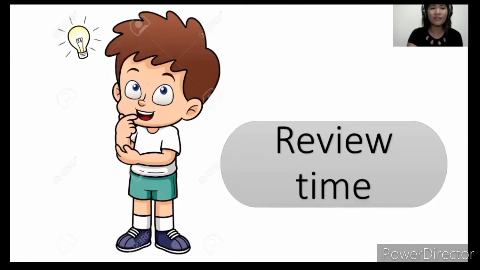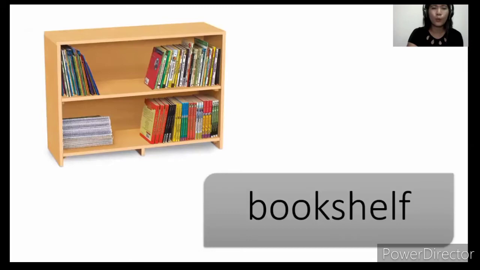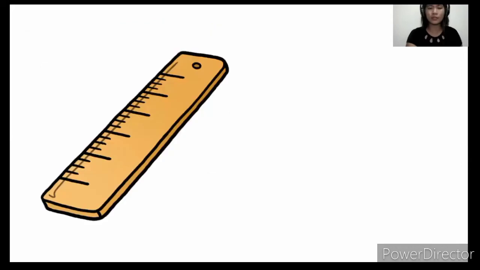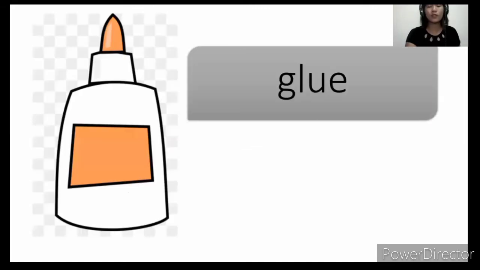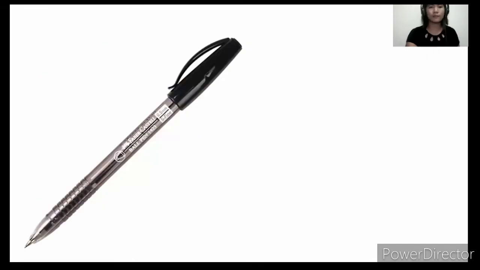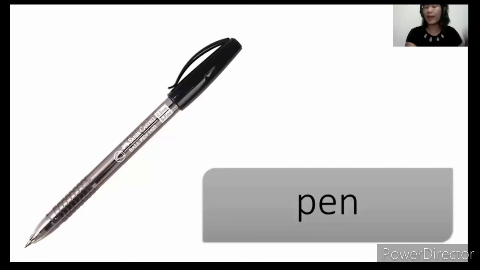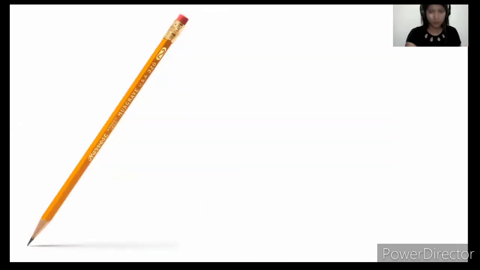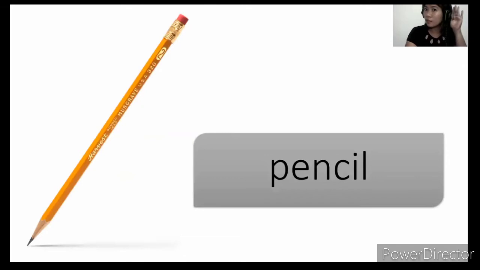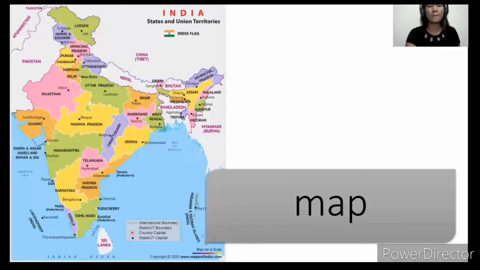So let us have a review. Bookshelf again. Okay, next. Ruler again. Glue. Book. Very good. Pen again. Whiteboard. Pencil. Very good. Map.